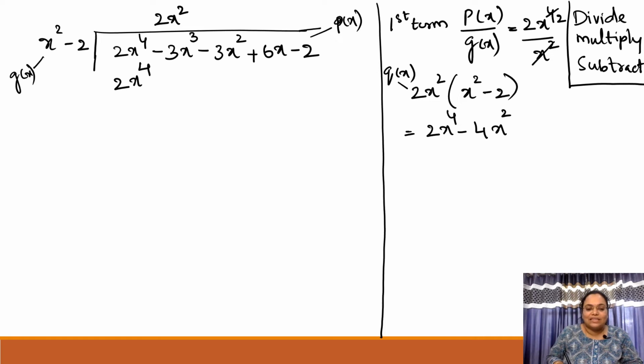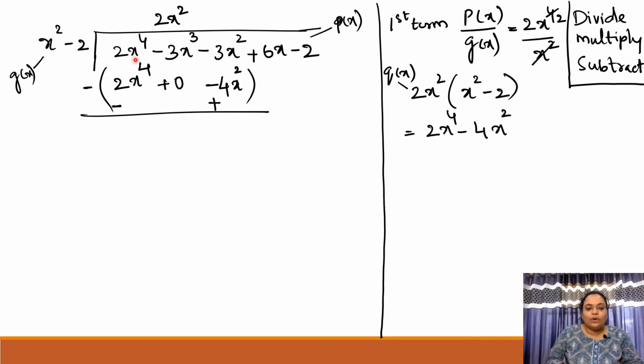Do we have an x cube term? No, we don't have an x cube term, so I'm just writing it near x square. If you do not have an x cube term, you can just take it as 0. The whole thing you need to subtract. The signs change: the plus sign will become minus and the minus sign will become plus.